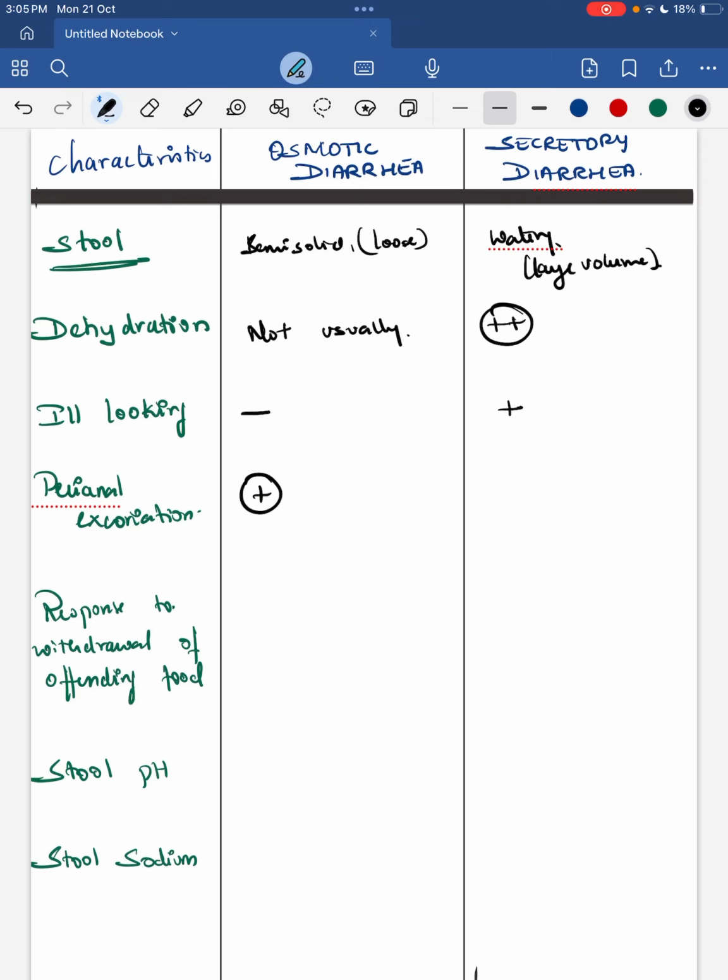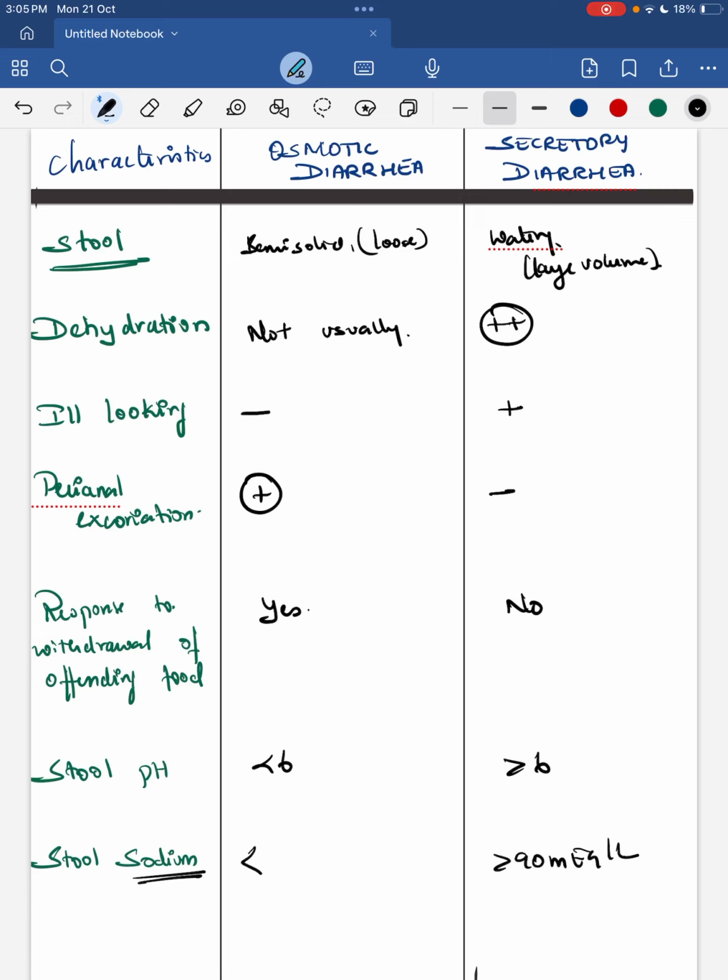Stool pH will be less than 6 in osmotic diarrhea, while it will be more than 6 in secretory diarrhea. Stool sodium will be less than 90 milliequivalents per liter in osmotic diarrhea, while in secretory diarrhea it will be more than 90 milliequivalents per liter. Why am I telling the stool pH and stool sodium? Because when you send a stool sample to check for pH, sodium, osmotic gap and so on, you have to know this difference.